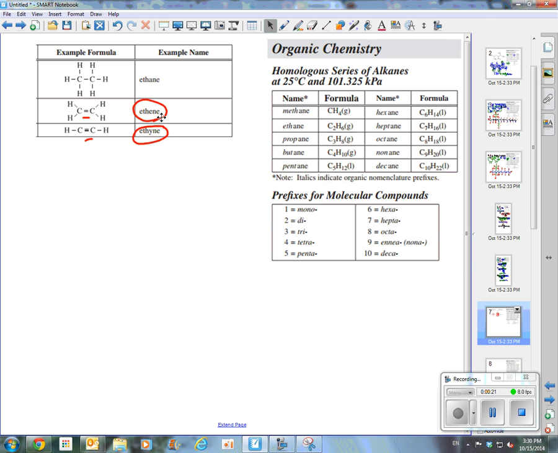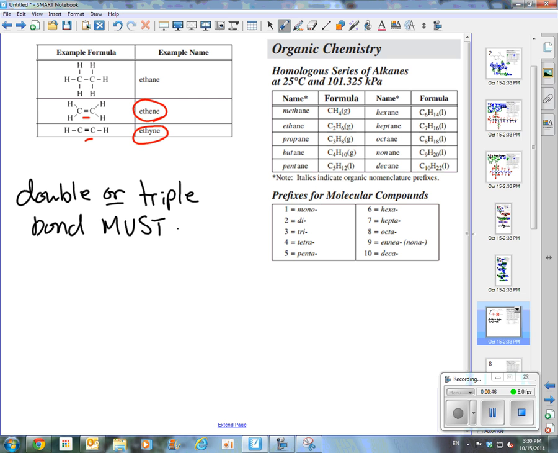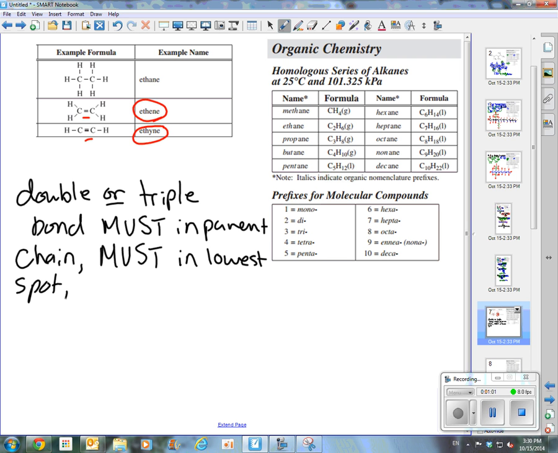Now, what we need to remember is that the rules for naming these particular compounds are the same. The only difference is that the double or triple bond needs to be in the parent chain. It must be in the parent chain. It also must be in the lowest spot. And the only other thing we need to do is name where the bond is.